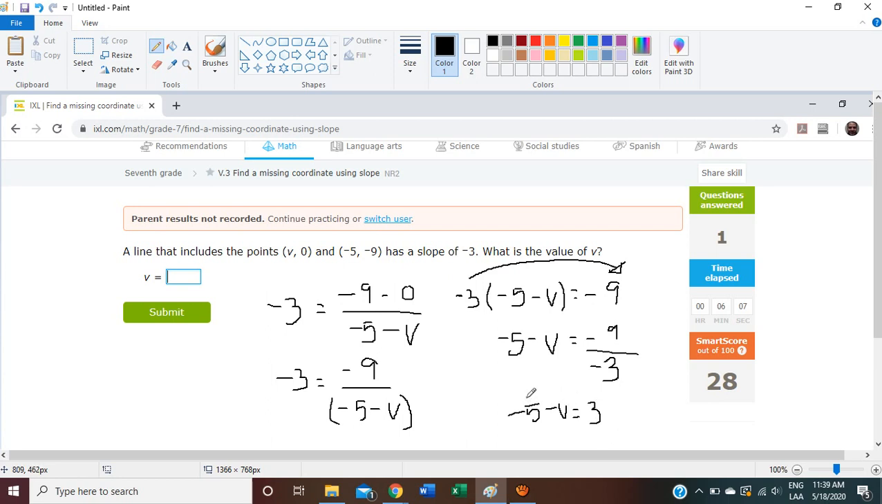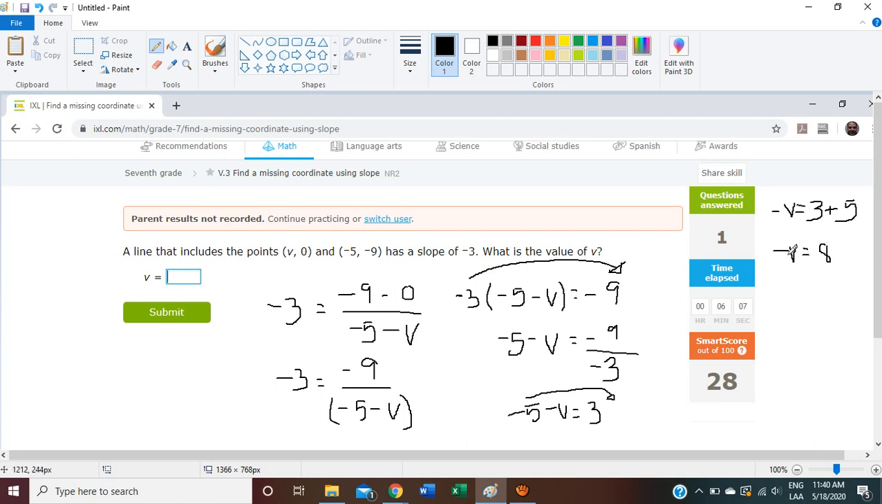So this number 5 is going to be sent to the other side, and it is subtracting, not because of this. It is subtracting because of this. It is going to be sent by adding. All right. So negative v equals 3 plus 5. Okay, negative v equals 8.